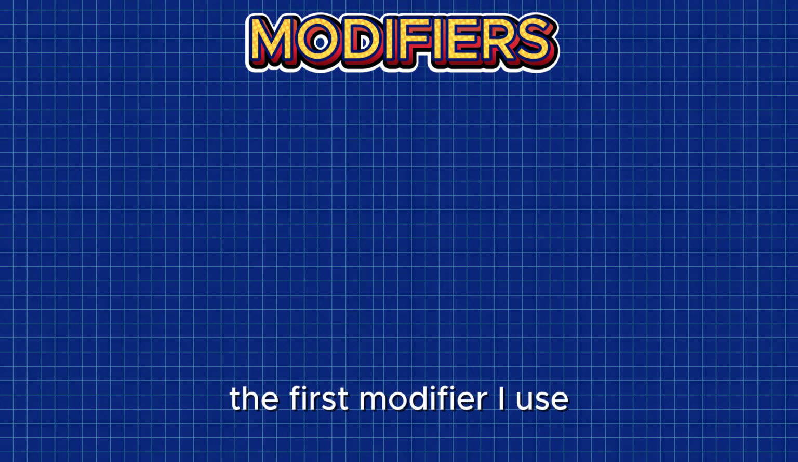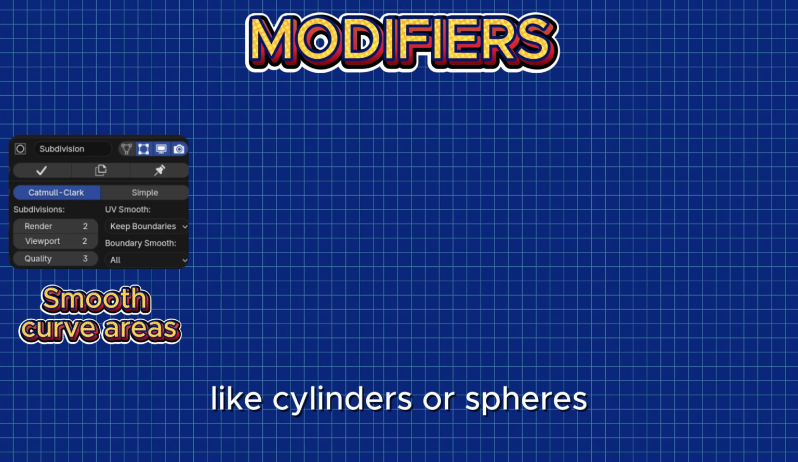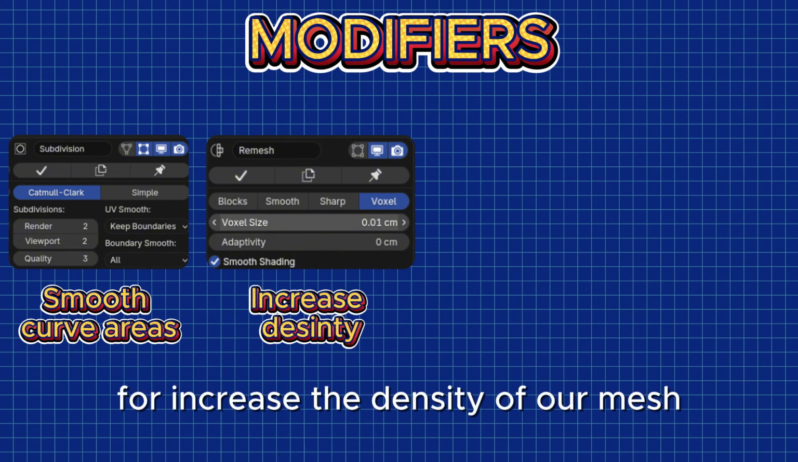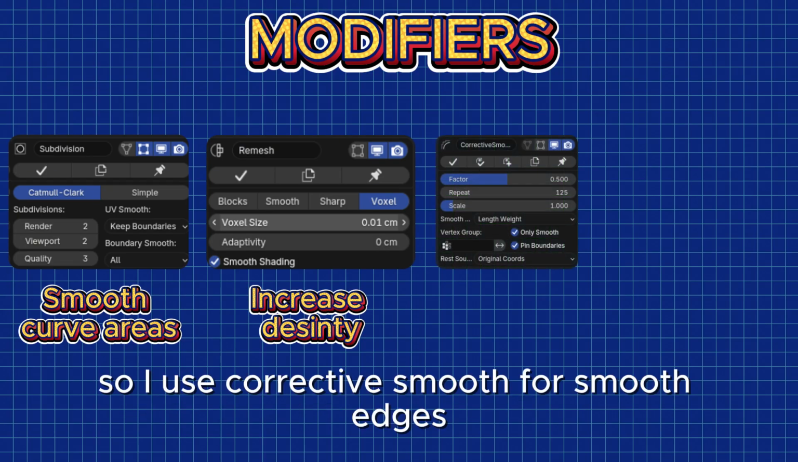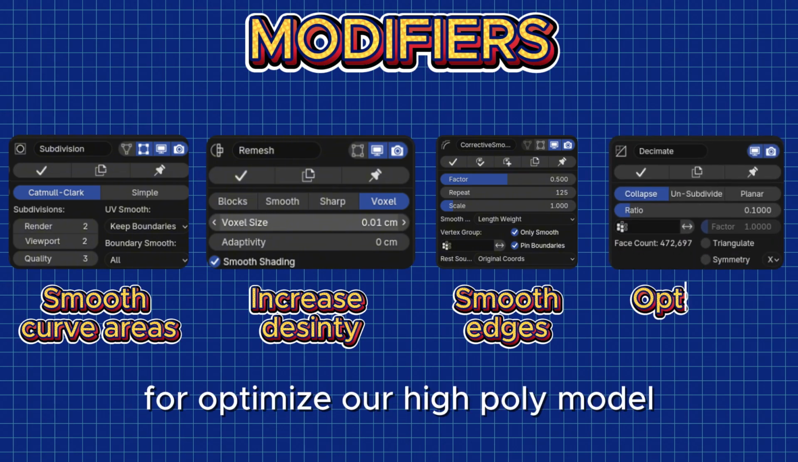The first modifier, I use the subdivision modifier for smooth curved areas like cylinders or spheres. After, I use the remesh modifier to increase the density of our mesh. Then I use corrective smooth for smooth edges. The last, I use the decimate modifier to optimize our high poly model.